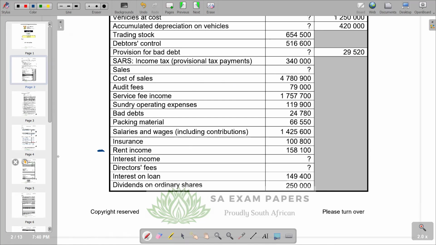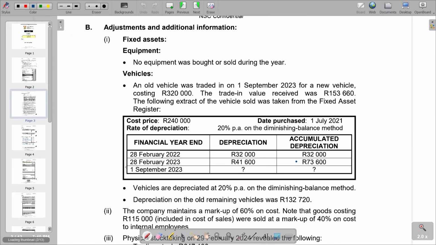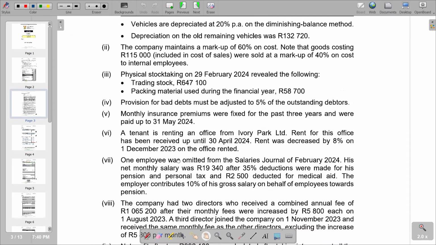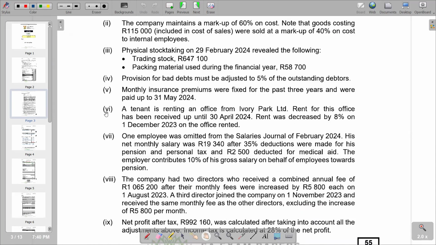158,100. So we go to additional information to see what we have in terms of rent income. If you come to additional information number 6, the tenant is renting an office from Avro Park Limited. Rent for this office has been received up until 30 April 2024. Rent was decreased by 8% on 1 December 2023 on the office rented. So this is what we have.